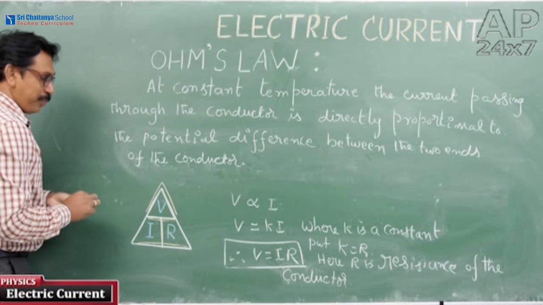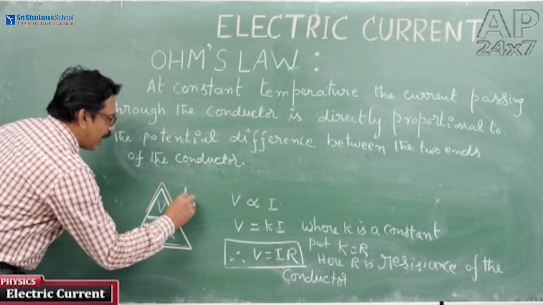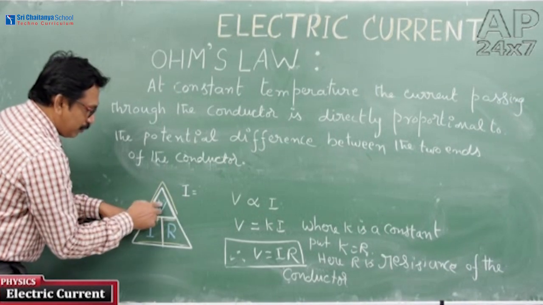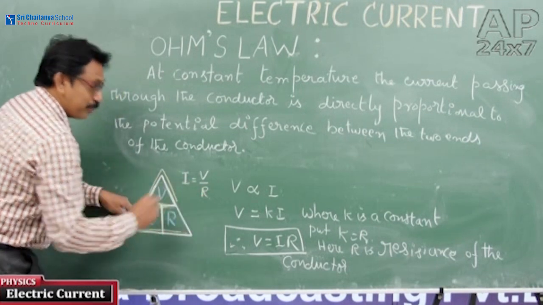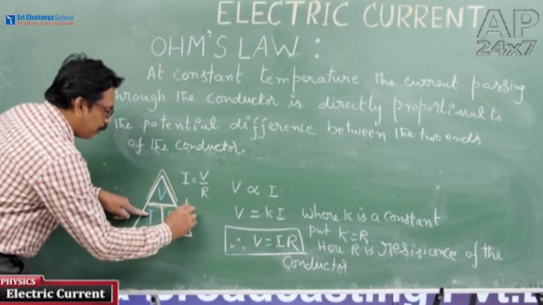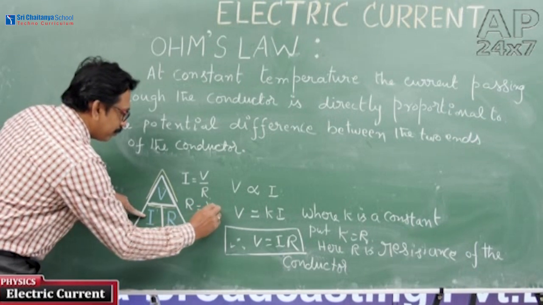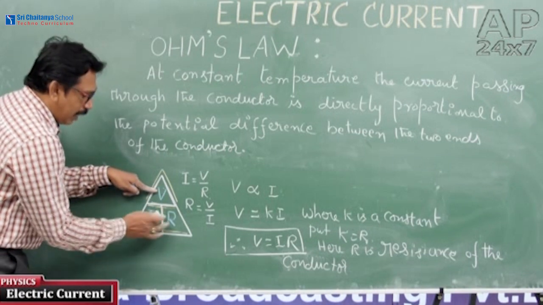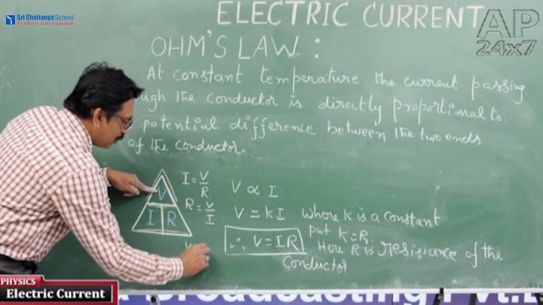See, from here, if you want to know I, you write I is equal to V divided by R. This is V and it is divided by R. If we want to know R, it is V divided by I. And if you want to know V, it is I into R, side by side. V is equal to IR.